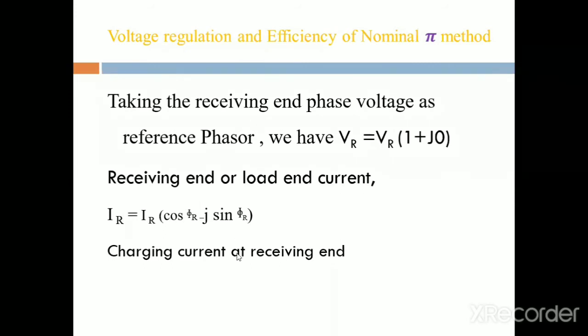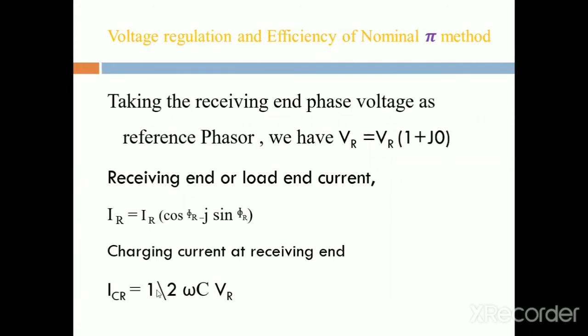Next, we write down the charging current at the receiving end. What is the charging current at the receiving end? While observing the equivalent circuit diagram, it is the current flowing through the receiving end capacitor, that is ICR.